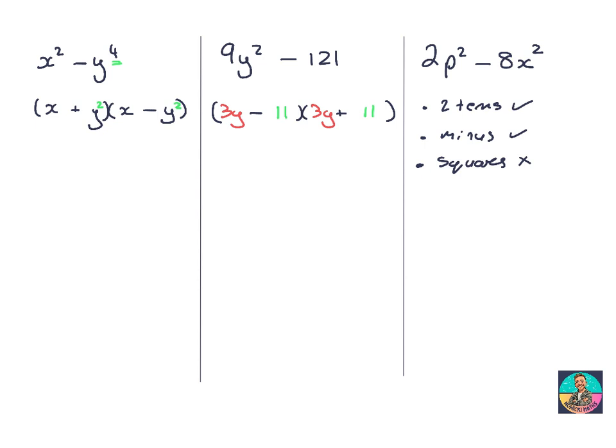So what we should look for is maybe we can take out our highest common factor first. And in this case, let's just rewrite it here, 2p squared minus 8x squared. I can definitely take out a common factor of 2, put it in the front. That leaves me with p squared minus 4x squared.